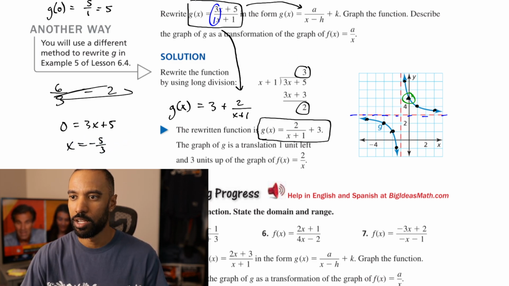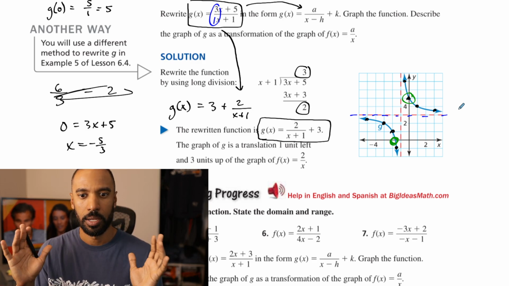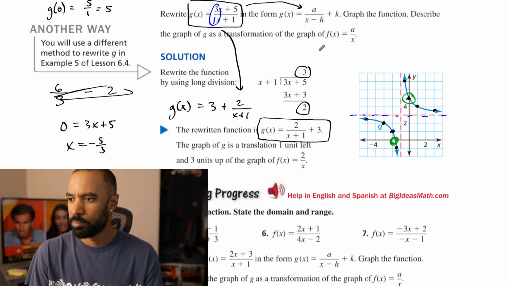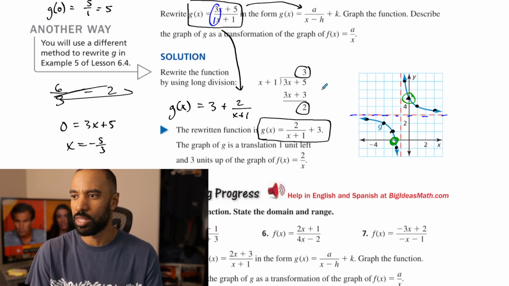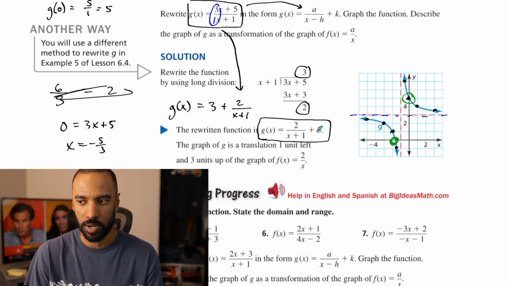Not my favorite point, and it's not really a point that we get to plot. If you'd like to, go ahead, but that's this point right here. That's x equals -5/3. So you can tell where those points do fit in this thing. They do belong. It does seem to rattle off the same way that we just did it here. When you compare it to the f of x equals a over x, you have to realize that our a is still 2 in this case, so it's a translation 1 unit left and 3 units up.